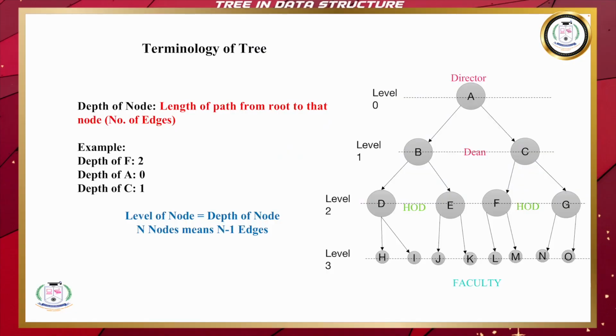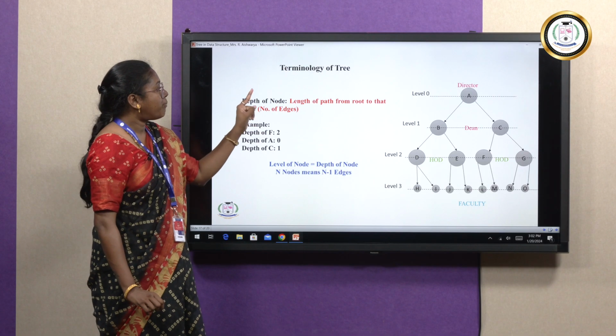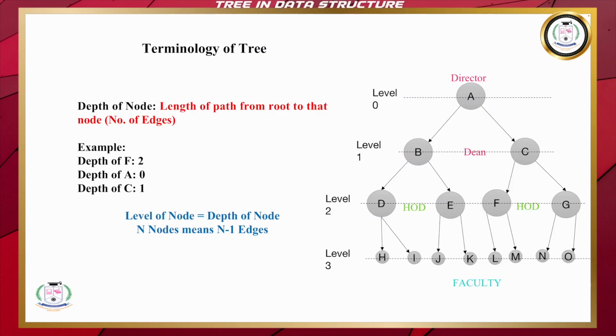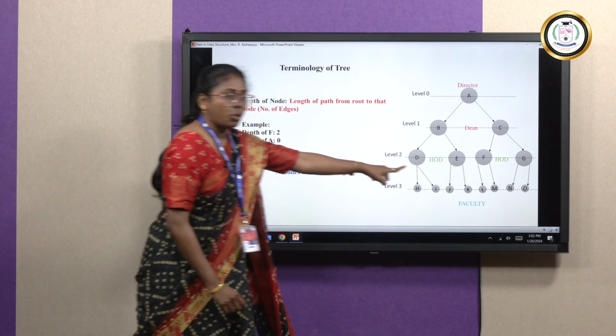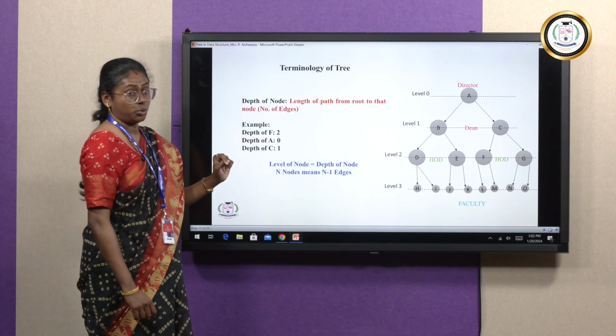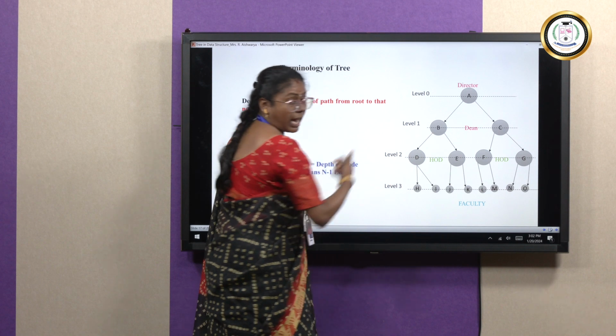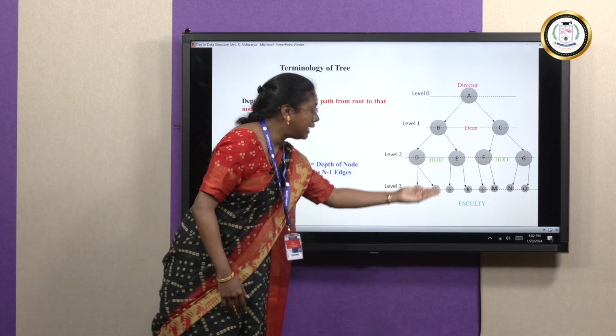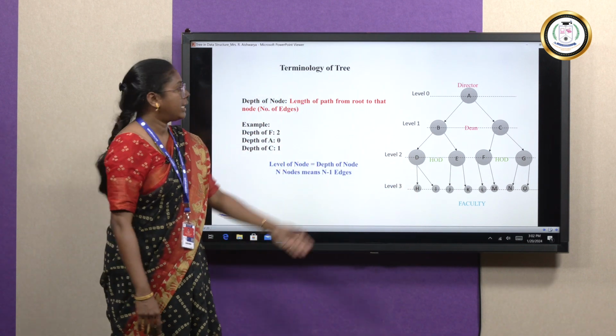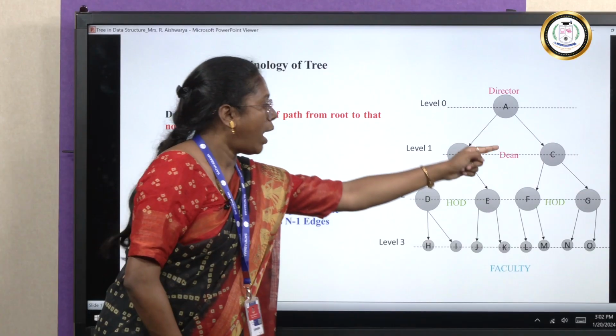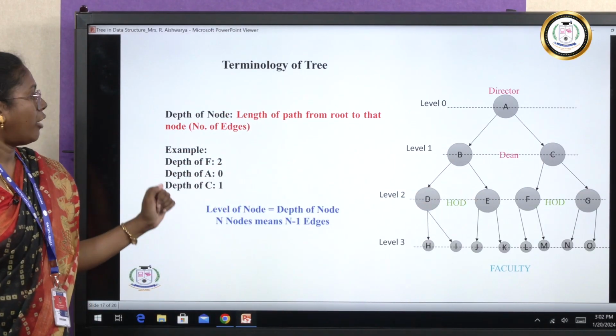And the next one, the depth of the node. How do we find the depth of the node? It is the length of the path from the root to that node. Very important: the length of the path from the root to that node. Here, look at the depth of F. The depth of F is 2. How are we calculating? The length of the path from the root to that node. That is the opposite: previously I calculated from the leaf to that particular node, but here I am calculating from the root to that particular node. 1 and 2.